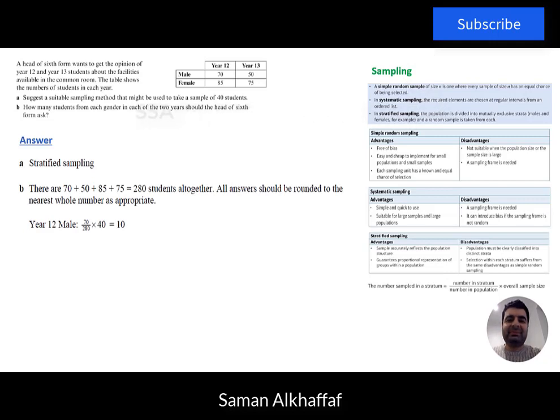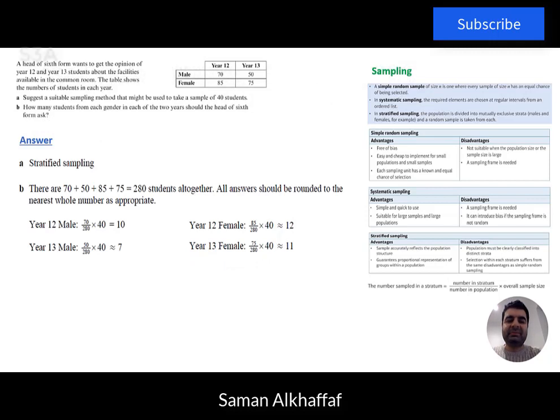In terms of the way we would break this down, for year 12 male, we would have 70 divided by 280, and the sample is 40, so we multiply by 40, and that will give us 10. For year 13, male will be 50 divided by the total, which is 280, multiplied by 40, which gives approximately 7. For year 12 female, 85 divided by 280, multiplied by 40 as the sample, gives approximately 12. For year 13 female, that will be 75 over 280 multiplied by 40, which will give us approximately 11.